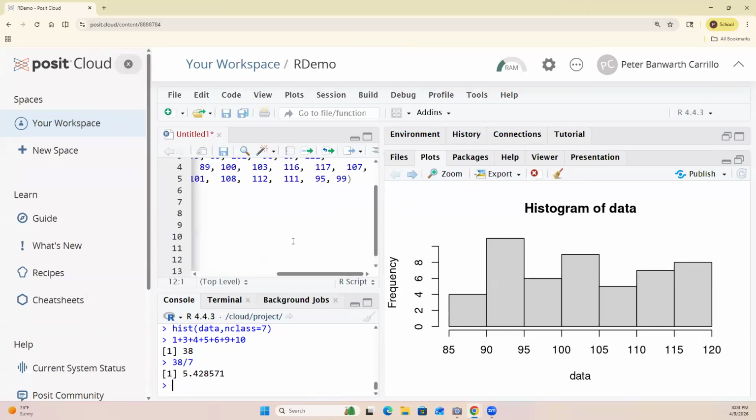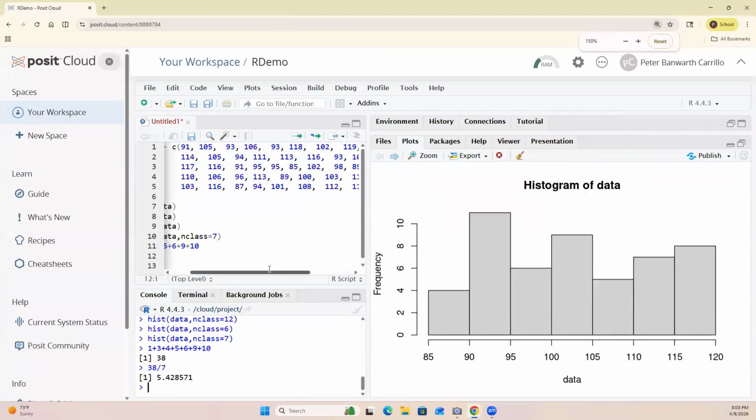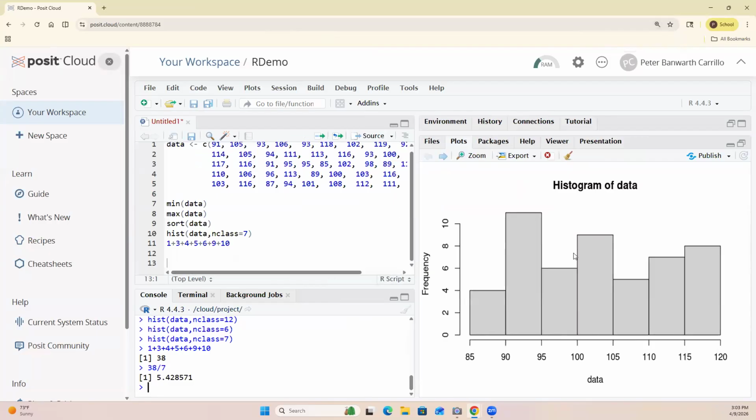I don't want to add up 50 observations by hand here.